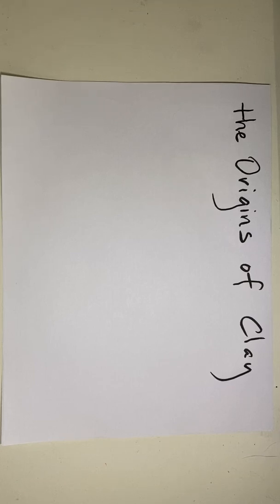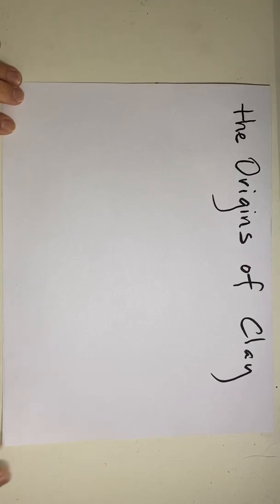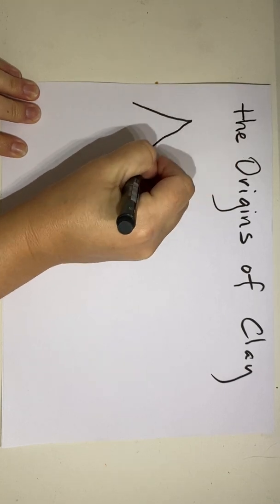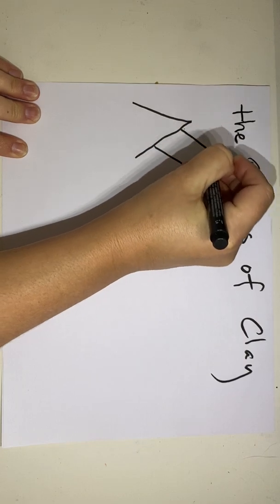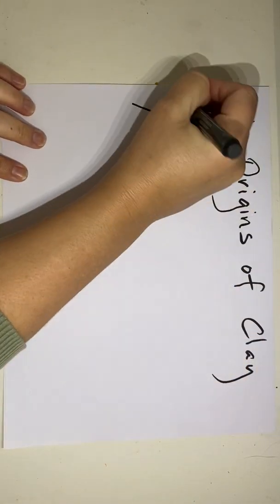All right, guys, here is going to be a recap of the origins of clay diagram. We're going to explore where clay comes from and how it gets to be the clay that we use in class. So, clay starts in the mountains. And not just any mountains, but really, really big, significant mountain ranges.